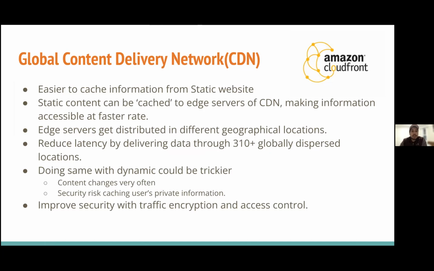but it's going to cache the website closest to the network or the edge locations in India. And then all the static content can be cached to edge servers, which makes the information accessible at a faster rate. The edge servers get distributed in different geographical locations. There are more than 310 globally dispersed locations.